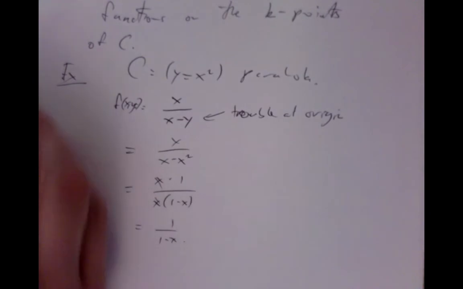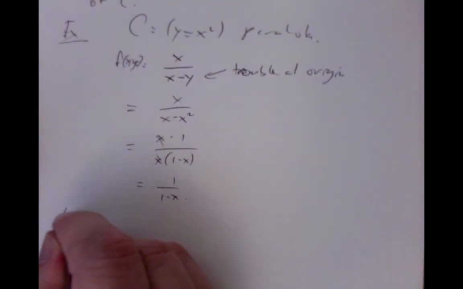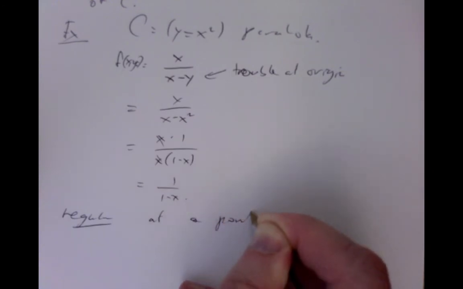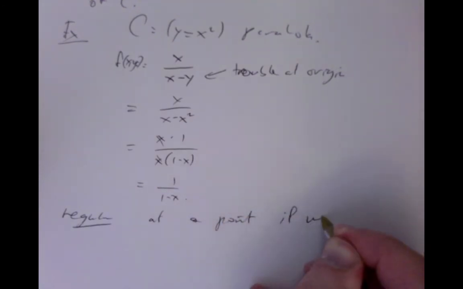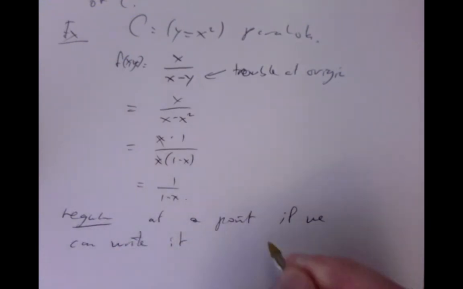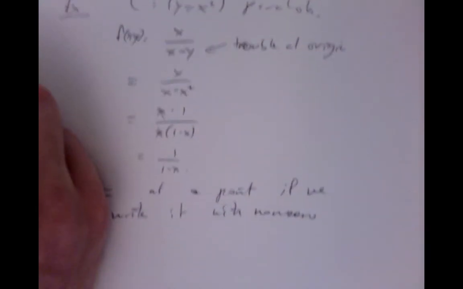So we'll say that a rational function is regular at a point if we can somehow write it with a non-zero denominator.